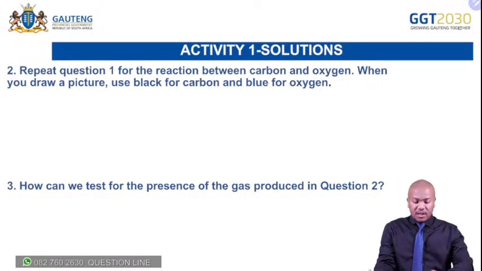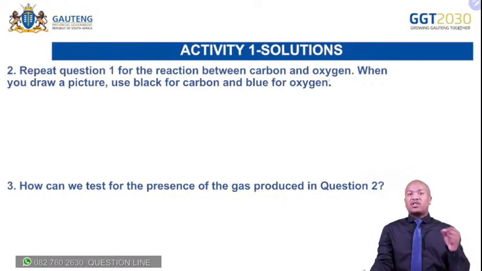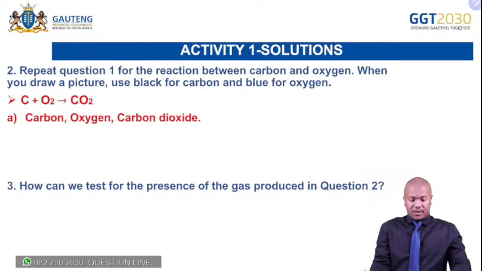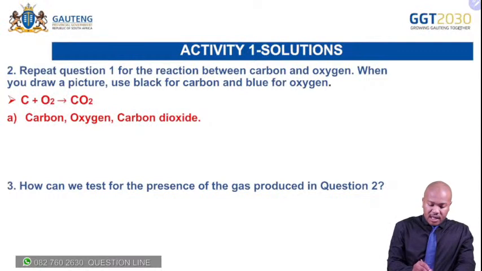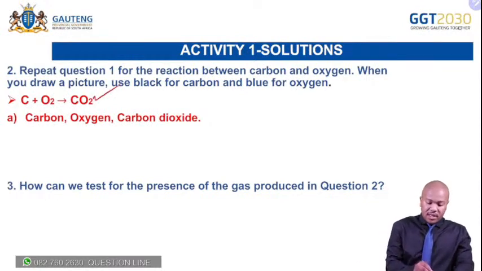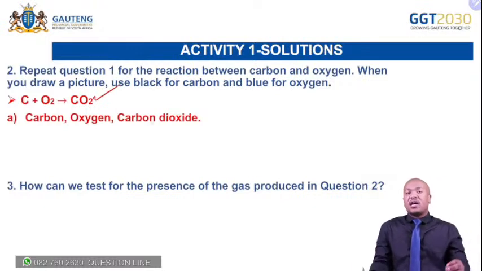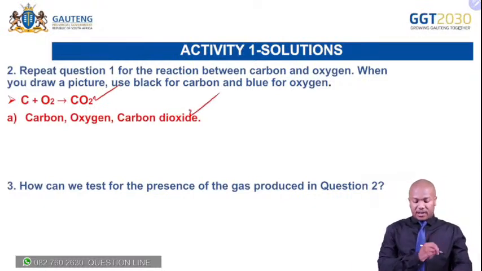You had to repeat the reaction for carbon and oxygen. So when you draw a picture, you use black for carbon and blue for oxygen. Let's look at the answers first. This is the chemical reaction that is balanced. You have C plus O2 forming CO2. Then we have carbon, oxygen, and carbon dioxide. So let's draw again. We use black for carbon and blue for oxygen.